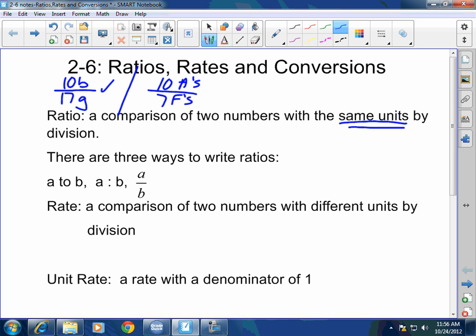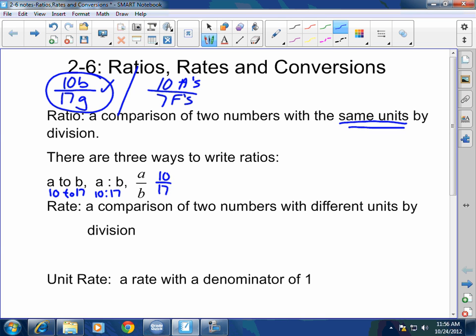Same units, guys. All right? Now, there are 3 ways to write a ratio. You could say A to B. So, for example, we're going to use the boys to girls. You go 10 to 17. Or you could use a colon, 10 colon 17. That's still 10 to 17. Or you could put it in the most popular way, the way we're going to usually use it: fraction form, 10 to 17. That is a ratio, same units.